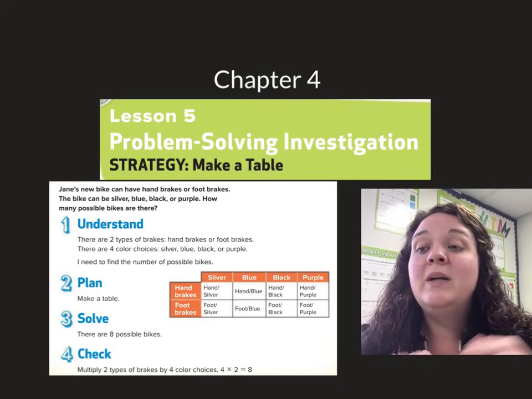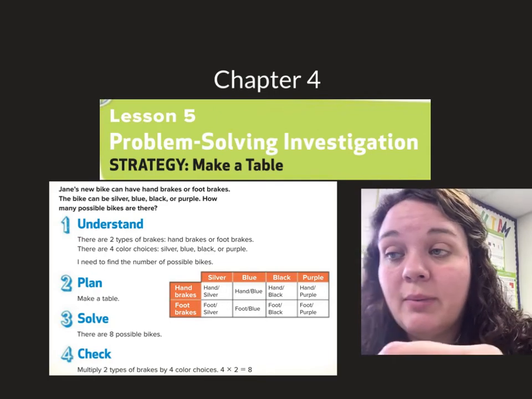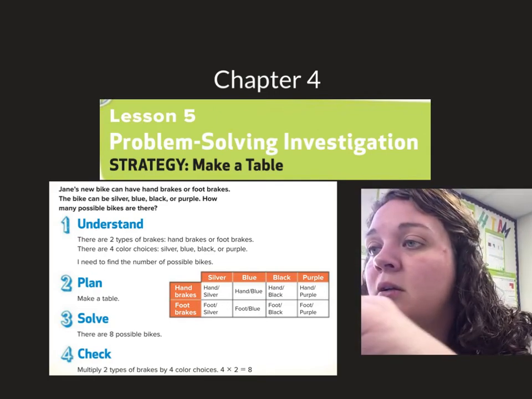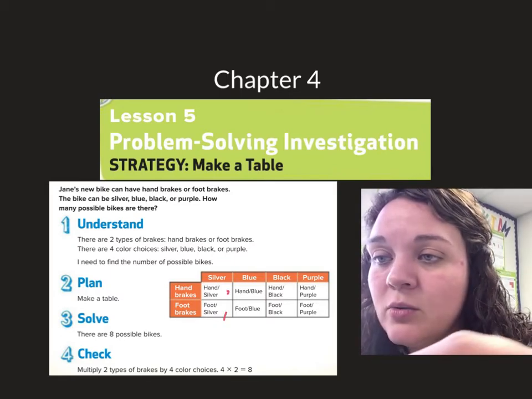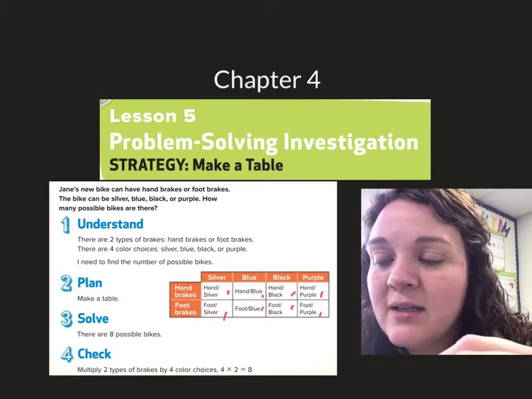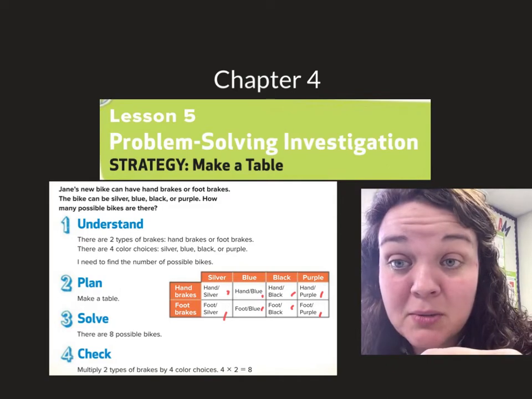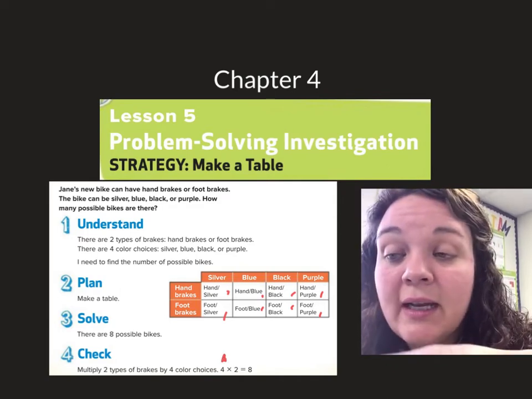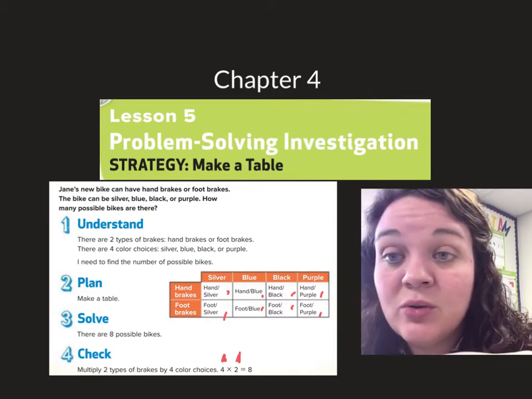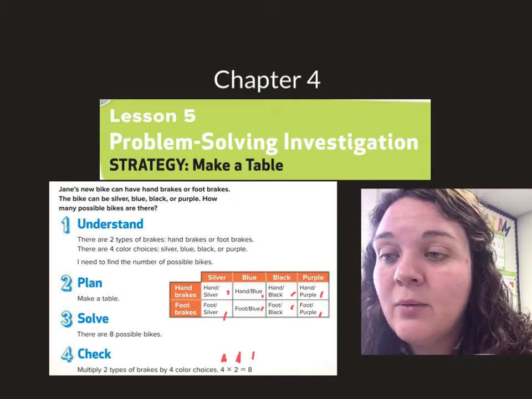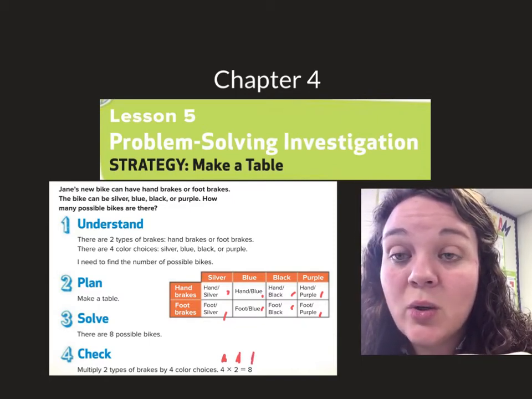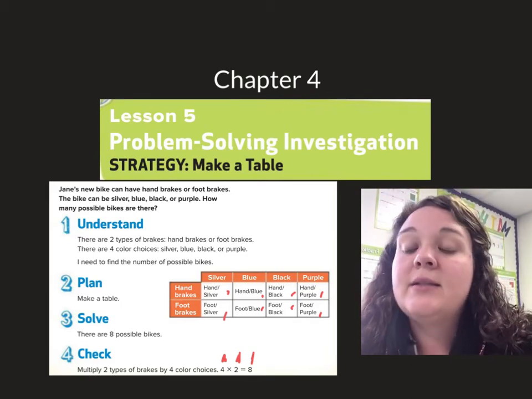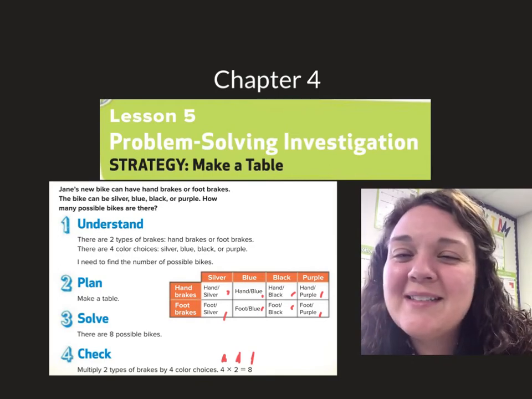So when it says how many total bikes could that be, 1, 2, 3, 4, 5, 6, 7, 8, or I could just notice that was multiplication. I have 4 colors, and if I multiply it by the 2 types of brakes, I would get 8 total combinations, or 8 total bikes that it could be. So there's a quick example.